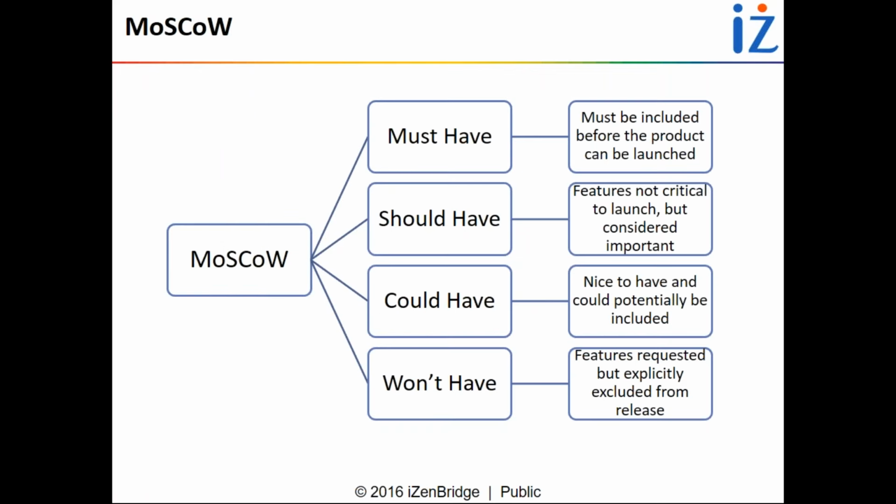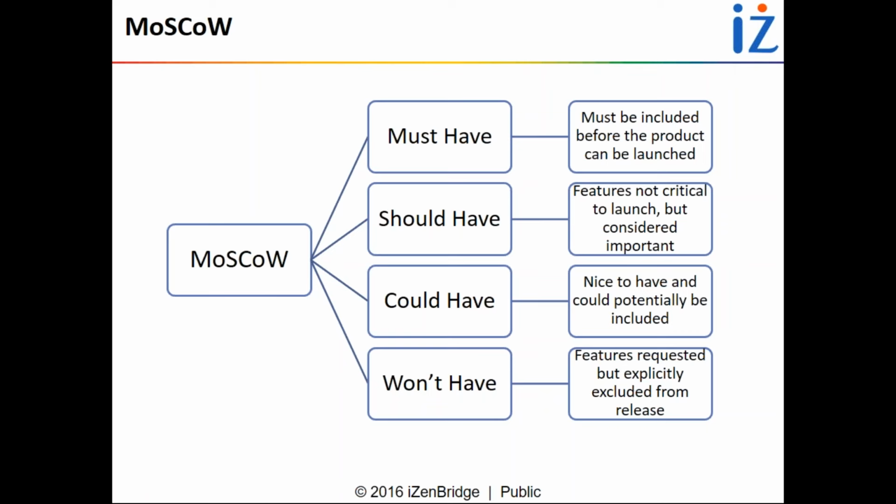Moscow. It is also an important requirement prioritization tool where you have to categorize requirements into must have, should have, could have, and won't have. Must have requirements are those which are important for launching, and without those requirements you cannot think about releasing anything to the customer. Should have features are important, but they are not critical to launch. Customer can live without those requirements.